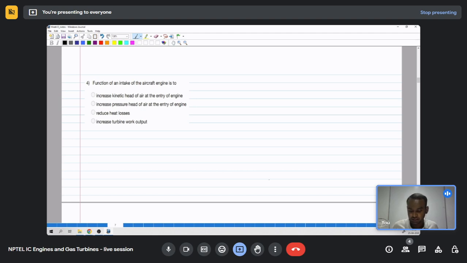Okay. Function of an intake of the aircraft engine is to increase kinetic head of air at the entry of engine, increase pressure head of air at the entry of engine, reduce heat losses, or increase turbine work output. Sir, increase the pressure head. Yeah.